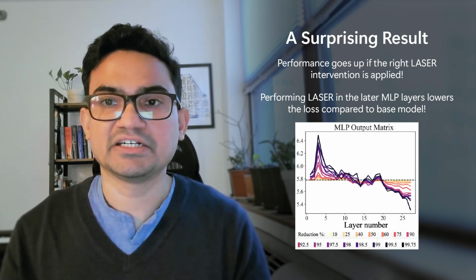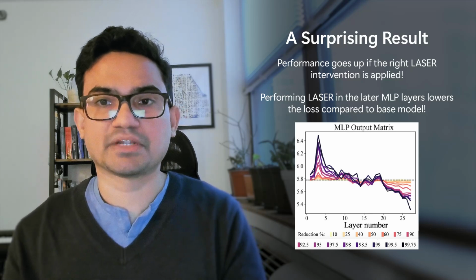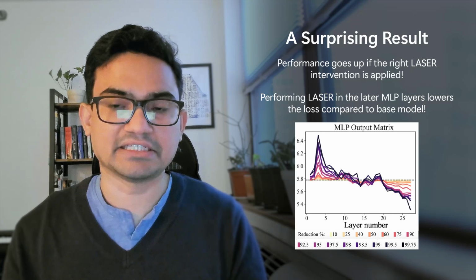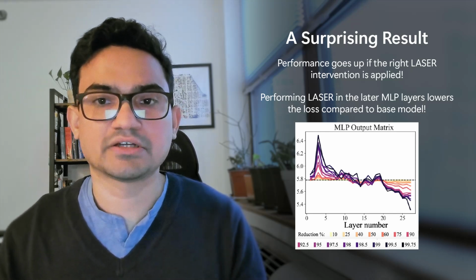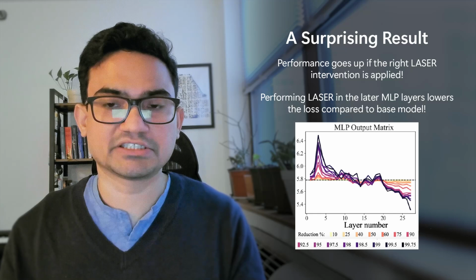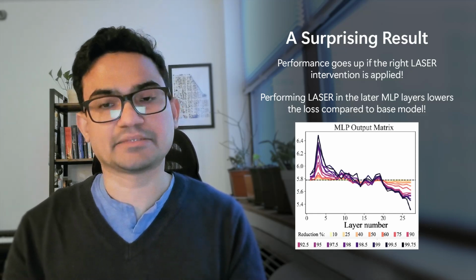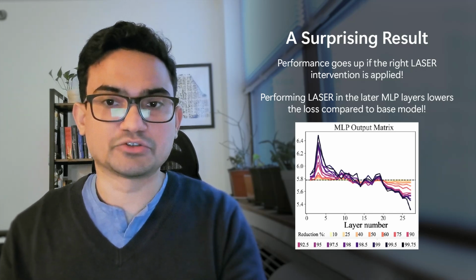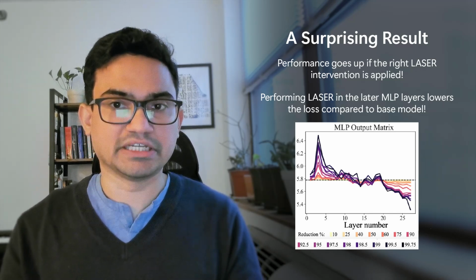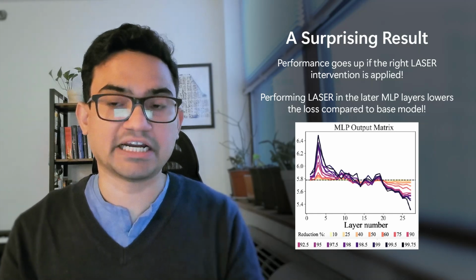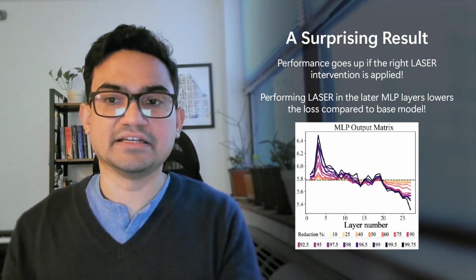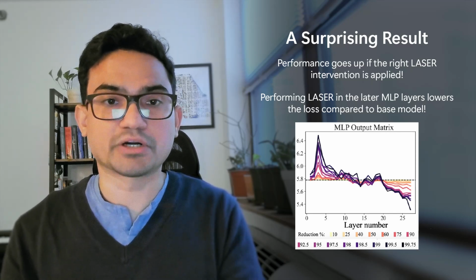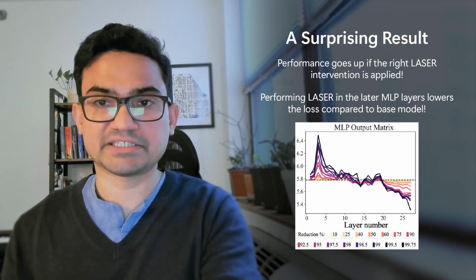In this figure here, we show what happens when Laser is applied to the MLP matrices. We see that if we apply Laser at the earlier layers, then the loss is going up. Here, the orange or yellow color shows that we're doing less approximation, and black or blue means we are doing more approximation. So in the lower layers, we can see that the yellow has a lower loss, but the black has a higher loss. But if we apply Laser in the later layers, we see that the loss is actually decreasing as we do more approximation. And this is truly surprising.